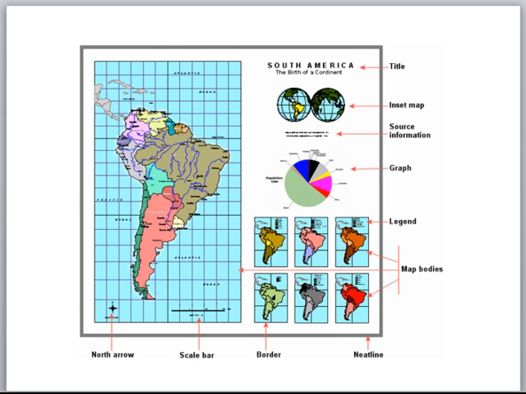This map is an example that shows a title, an inset map, source information, a graph. It's got several legends and several map bodies, north arrows, scale bars, neat lines. This map, I usually like to point out, has 1 data frame, 2, 3, 4, 5, 6, 7, 8 different data frames within the map document that store different layers. Actually, some of these layers are the same, they're just symbolized differently.